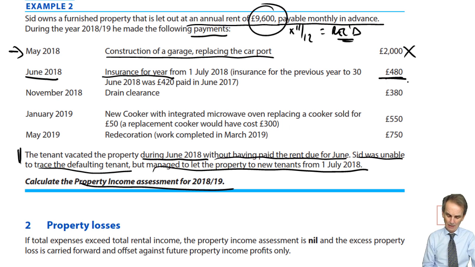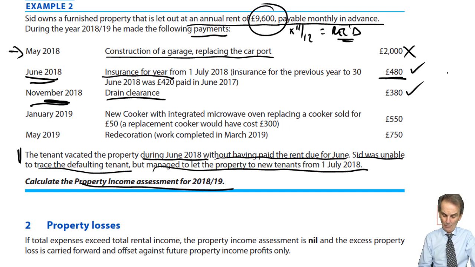So there's the amount paid, 480, June 18. So that one is allowable. Come back to the January 19 one in a moment. May 19 there. Got November 18. I'm skipping one there. November 18, drain clearance, paid in November 18. That's a perfectly allowable revenue repair expense and therefore is allowable. Again, I'll come back to that one in a moment.